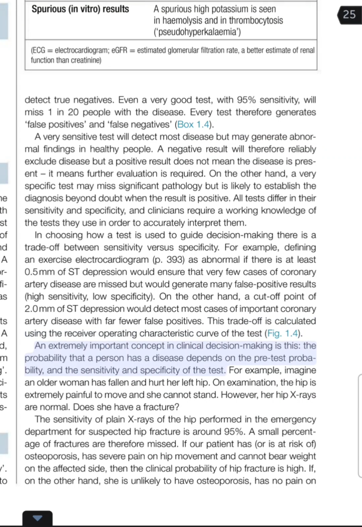1.4. An extremely important concept in clinical decision-making is this: the probability that a person has a disease depends on the pre-test probability, and the sensitivity and specificity of the test.